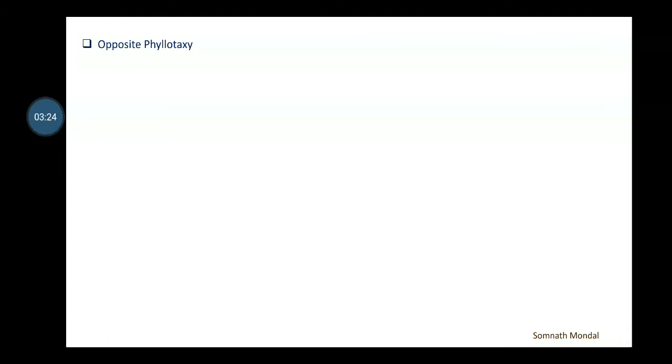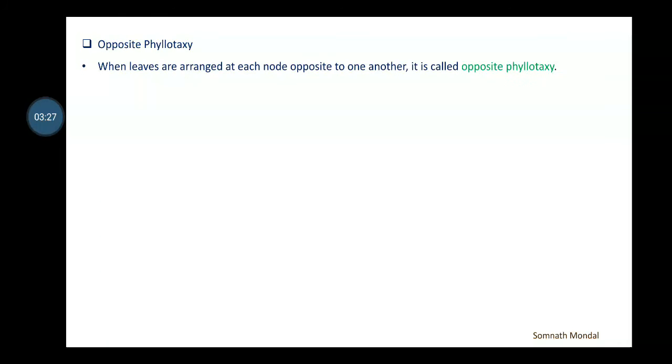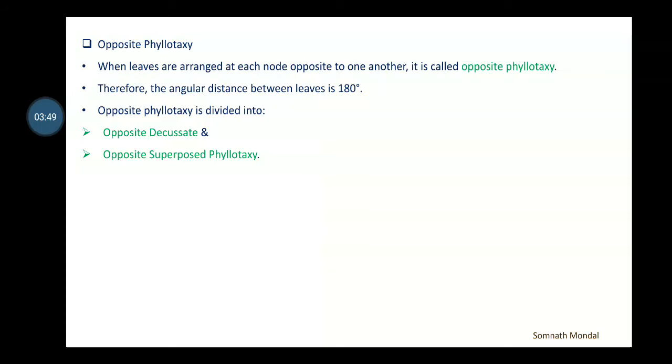Now, opposite phyllotaxy is a type of cyclic phyllotaxy. When leaves are arranged at each node opposite to one another, it is called opposite phyllotaxy. Therefore, the angular distance between leaves will be 180 degree as there are two leaves at each node. Opposite phyllotaxy is again divided into opposite decussate and opposite superposed phyllotaxy.